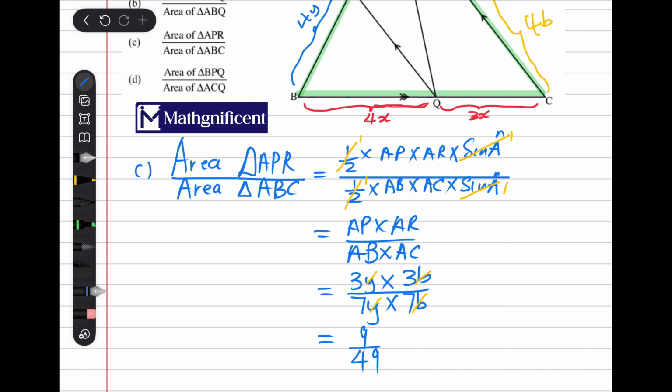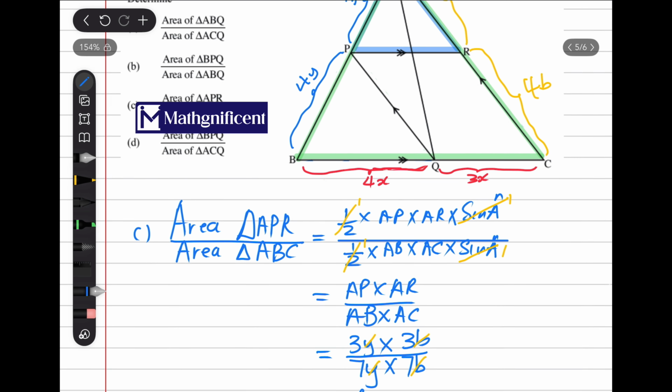So we can see that even on this one, we had a case of a common angle between the two triangles. Know that if there's a common angle between two triangles, we are going to use the sine rule to calculate the area of each triangle.